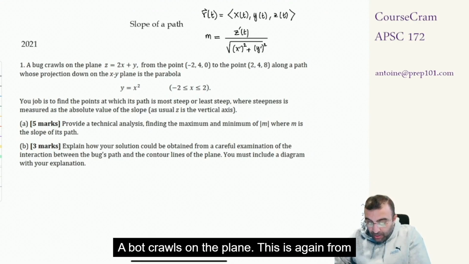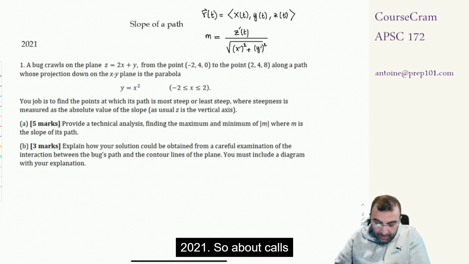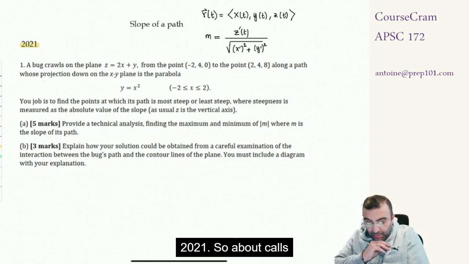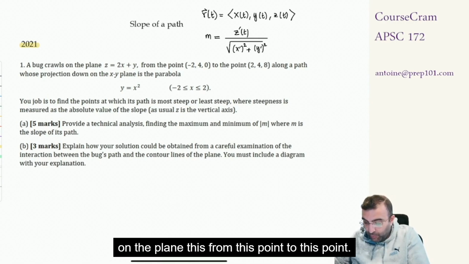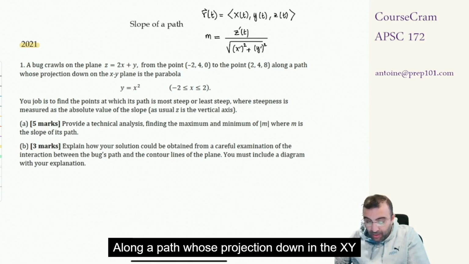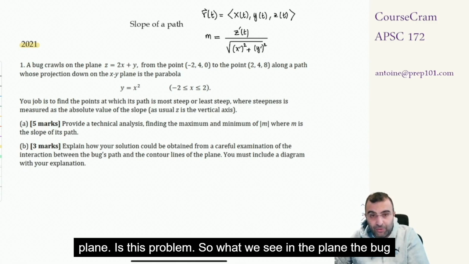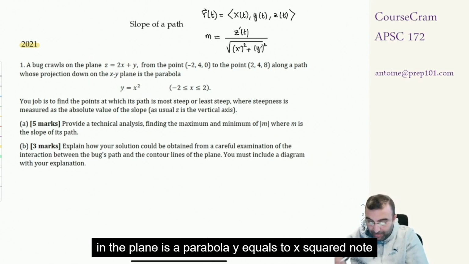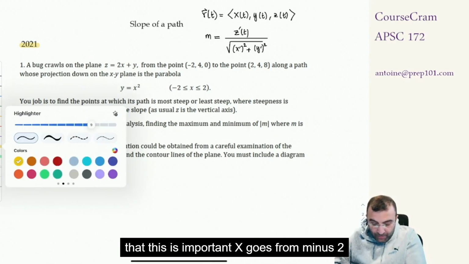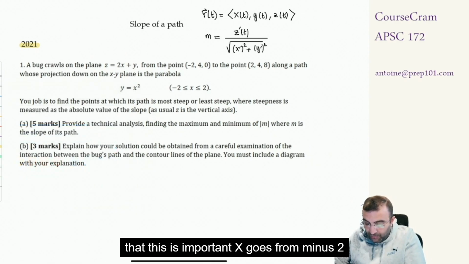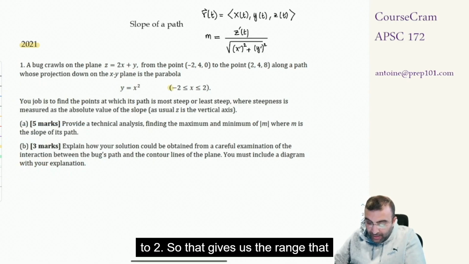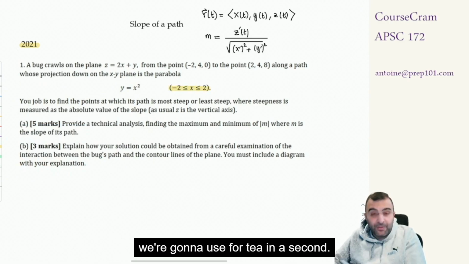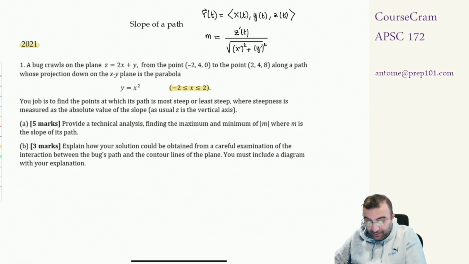So, a bug crawls on the plane. This is again from 2021. A bug crawls on the plane from this point to this point, along a path whose projection down in the xy plane is this parabola. What we see in the plane, the bug is just going on the path on top. What we see in the plane is the parabola y equals x squared. Note that this is important: x goes from -2 to 2. So that gives us the range that we're going to use for t in a second.